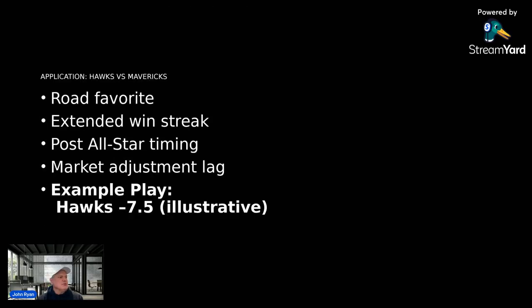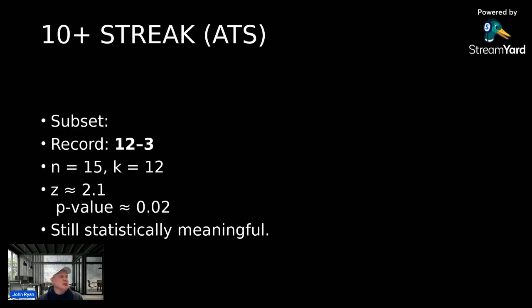So then we have the ATS part of it. How does this work against the spread? Because that's what is really meaningful if you're going to consider making a bet. 12-3 ATS for 80% winners, which is outstanding. There's only a sample size of 15, and K equals 12, where K stands for wins in the formula. So if our sigma is 2.1, the p-value is 0.02. Still statistically meaningful, but notice how it went from 0.005 to 0.02 in the subset.